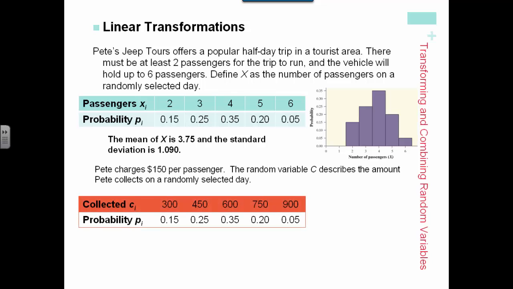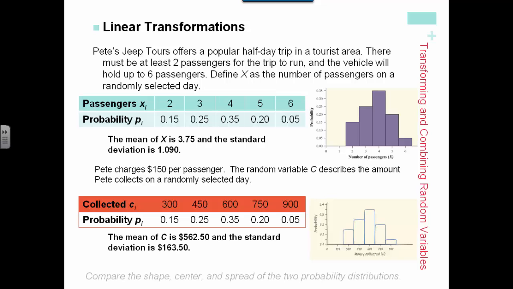Pete charges $150 per passenger. The random variable C describes the amount Pete collects on a randomly selected day. The mean is $562.50 and standard deviation is $163.50. Compare the shape, center, and spread of the two probability distributions. Notice they're very similar. When we look at the histograms, the centers, of course, are different in terms of values, but look at how similar the histograms really are.